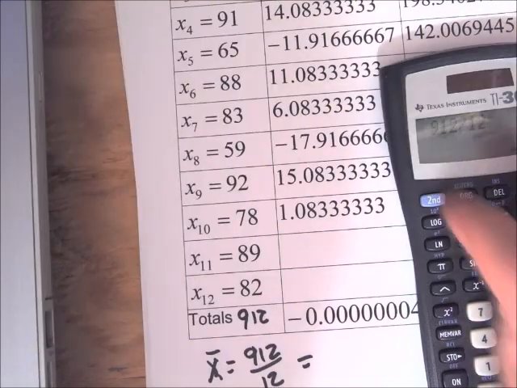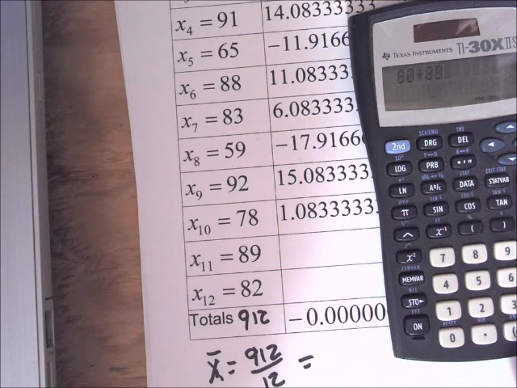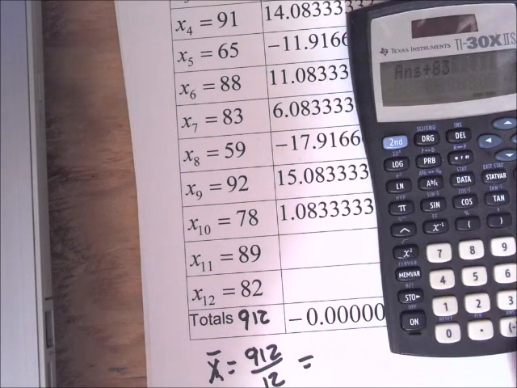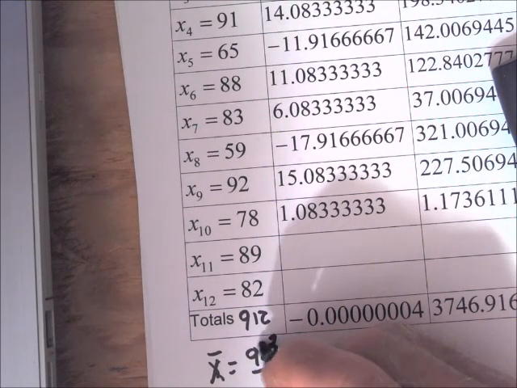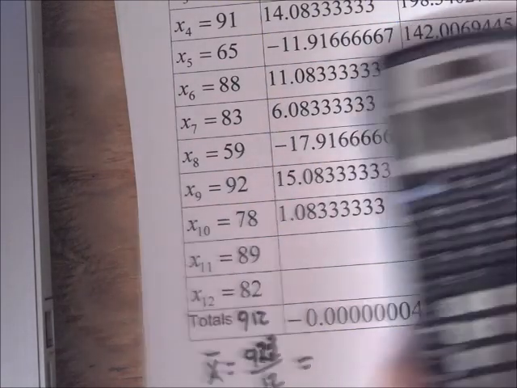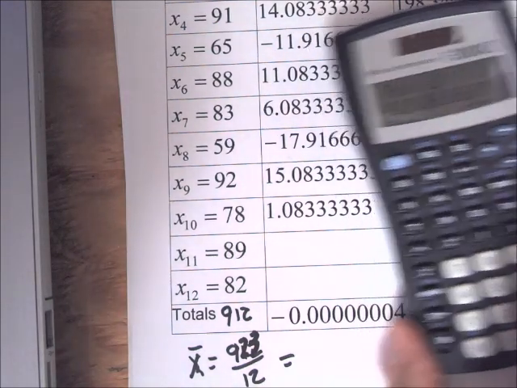So this is 80 plus 88 plus 28 plus 91 plus 65 plus 88 plus 83 plus 59 plus 92 plus 78 plus 89 plus 82 equals 923. So it's 923, and then divide that by 12. And I get 76.91 and repeating sixes.